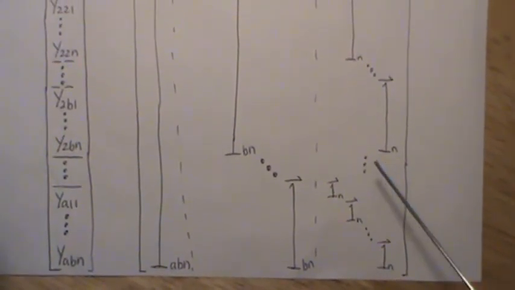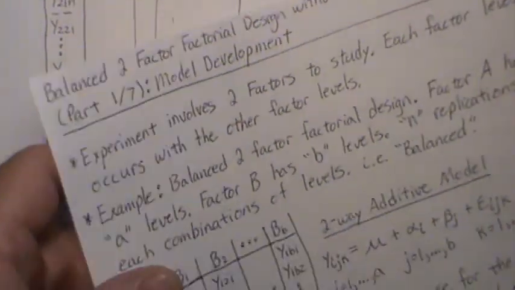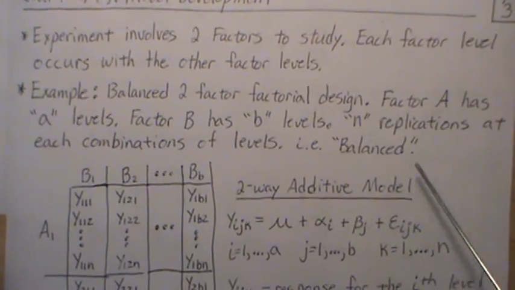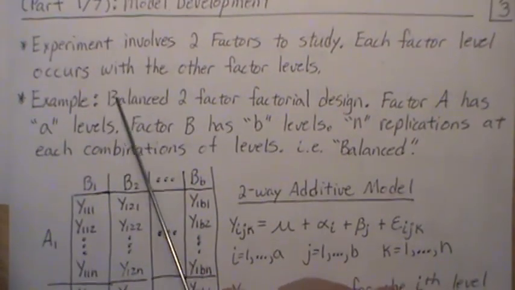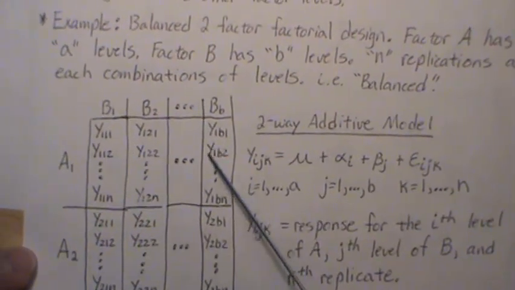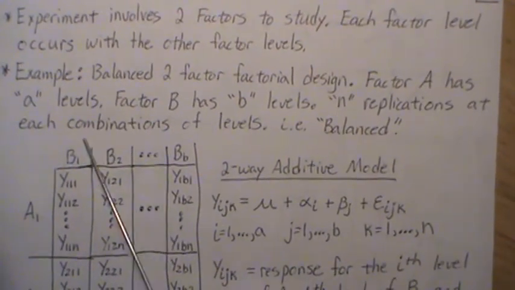Okay, well, hopefully that was informative. This is just part 1 of a 7-part series on balanced 2-factor factorial designs. Oh, the word balanced means that there's the same number of replicates in each level combination. So there's n replicates at each level.